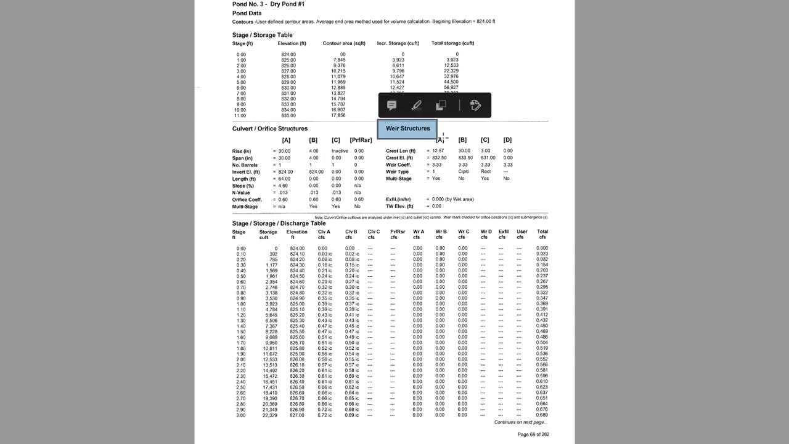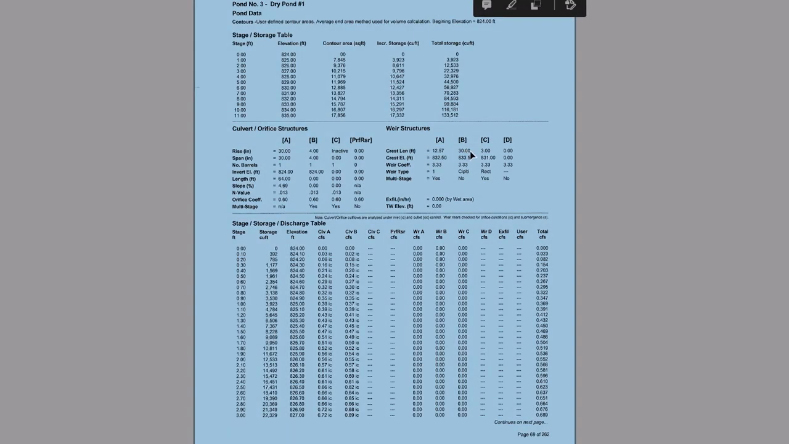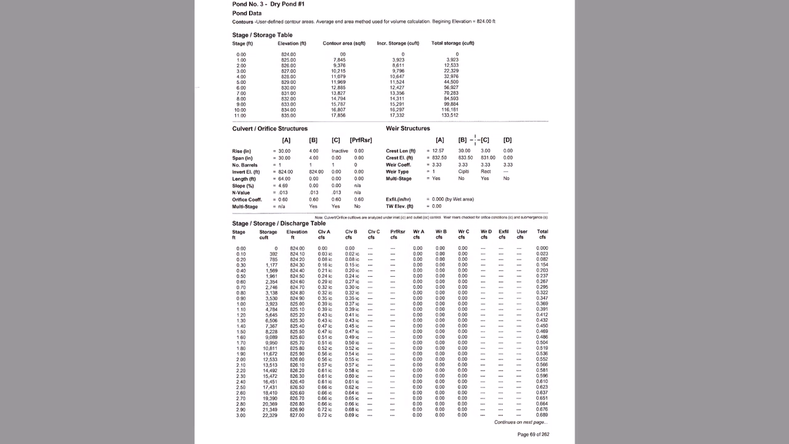For the weir structures, A is the circumference of the riser. Circumference, not diameter, and it's in feet. Some junior engineers can mess this one up if they're not very familiar with Hydroflow, so be very careful to check A here. B is typically the bottom width of the emergency spillway.